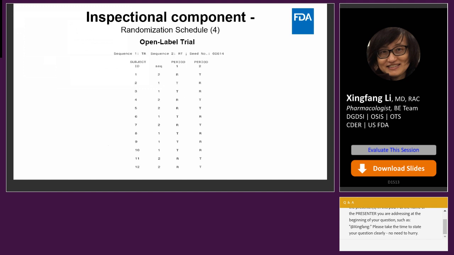This is an example randomization schedule for an open label trial. You will see there are 4 columns: subject ID, sequence, period 1, period 2. When a qualified subject returns to the site, they are assigned a sequence number, either 1 or 2. 1 means TR, 2 means RT. So subject 1 was assigned 2, which means period 1 reference, period 2 test. For this open label study, the subject and personnel all know the drug the subject has received.